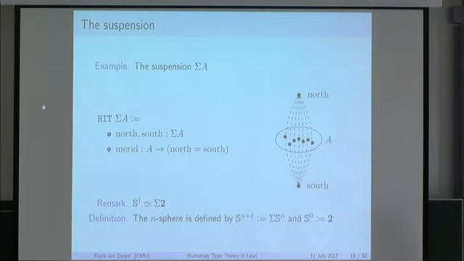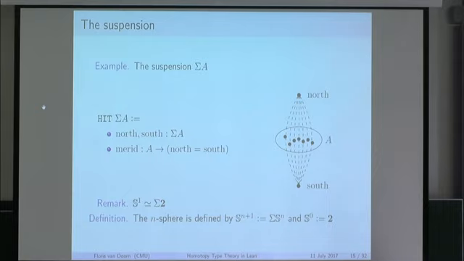Another example of a higher inductive type is the suspension. The suspension is generated by two points, a north pole and a south pole. The notation for the suspension is a bit unfortunate. It's traditionally written as a sigma, and that overloads the sigma in type theory. But I'll use a sigma just on this slide for the suspension. So the suspension is generated by a north pole and a south pole, and then for every point in A, we add a path from the north pole to the south pole.